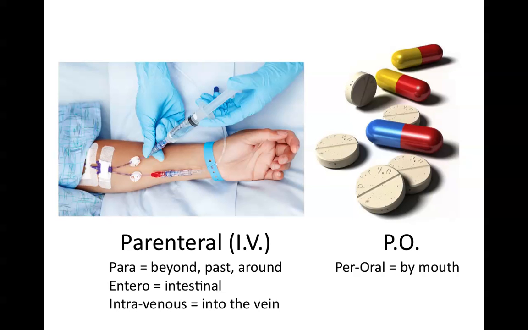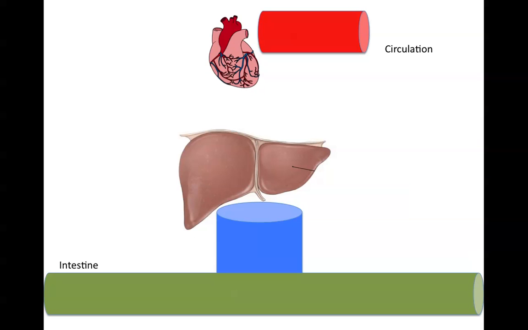PO is the other way, which is per oral or by mouth. That's just taking a pill. So if you took 3 pills by mouth into your intestine, the intestine isn't perfect at absorbing things, so one of those pills just might not be absorbed. The other 2 pills can make it through the portal circulation into the liver, but the liver will break things down. It might break down one of those pills. That's called the first pass effect.